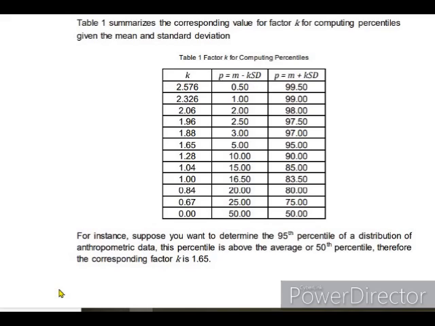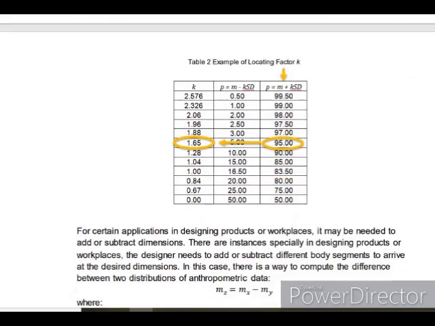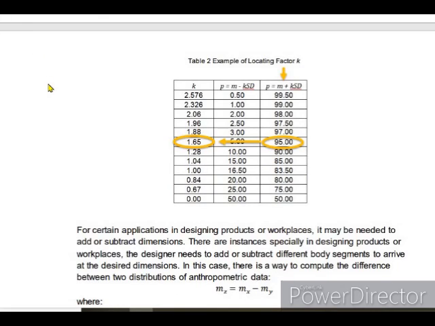For instance, suppose you want to determine the 95th percentile of the distribution of anthropometric data. This percentile is above the average, of course, or the 50th percentile. Therefore, the corresponding factor is 1.65. Why is that? Because it is the corresponding factor for 95, which corresponds to 1.65. Next, Table 2, example of locating factor k.